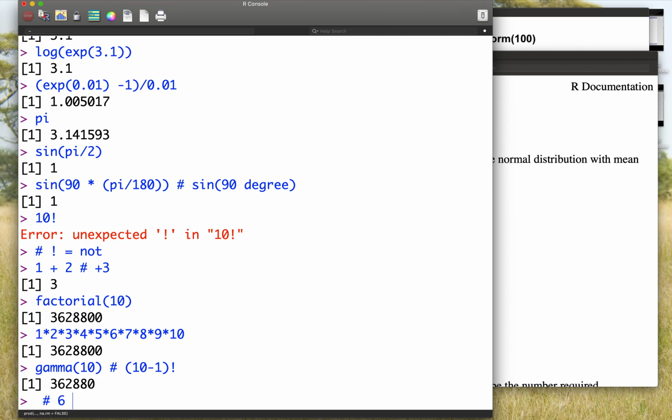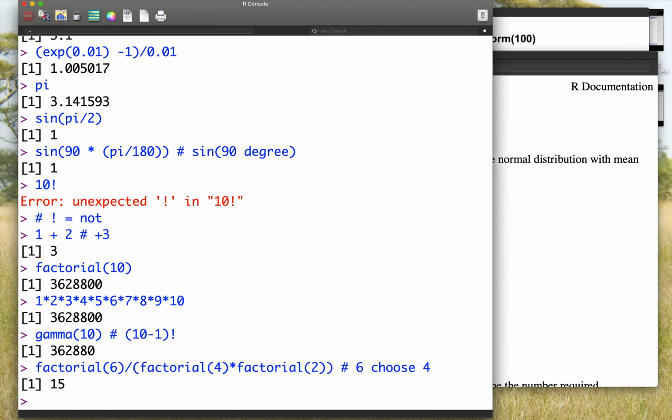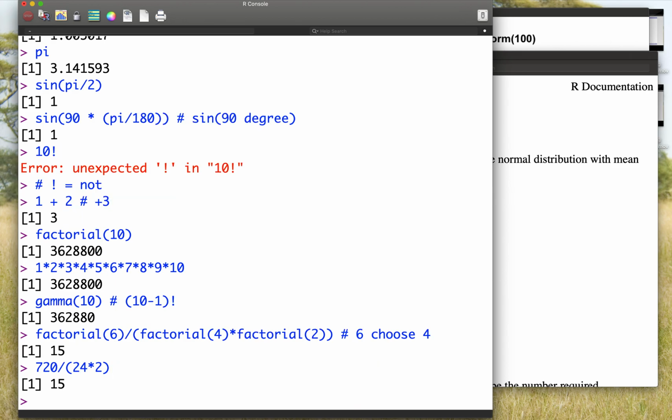How about 6 choose 4? How many ways do you have to choose 4 out of 6? Then that is 6 factorial divided by 4 factorial times 2 factorial. So you can use the factorial function. Factorial of 6 divided by factorial of 4 times factorial of 2. So 15. So 6 factorial is 720, and 4 factorial is 24, and 2 factorial is 2. So actually the same, 15.